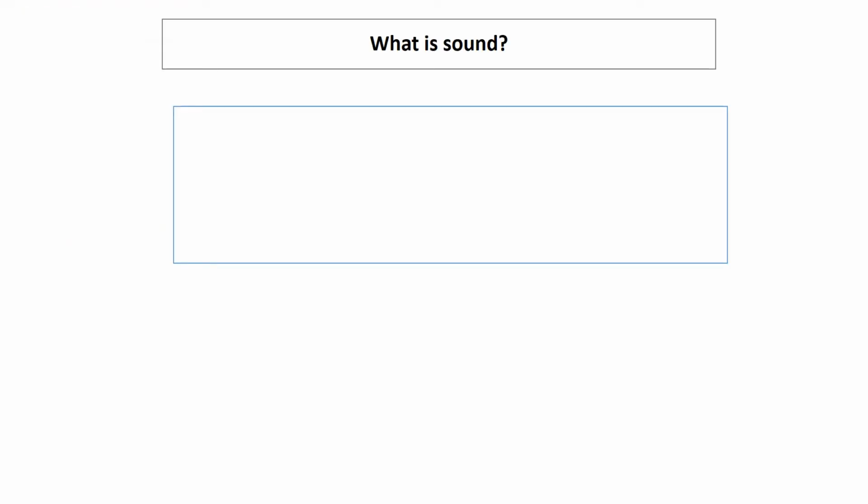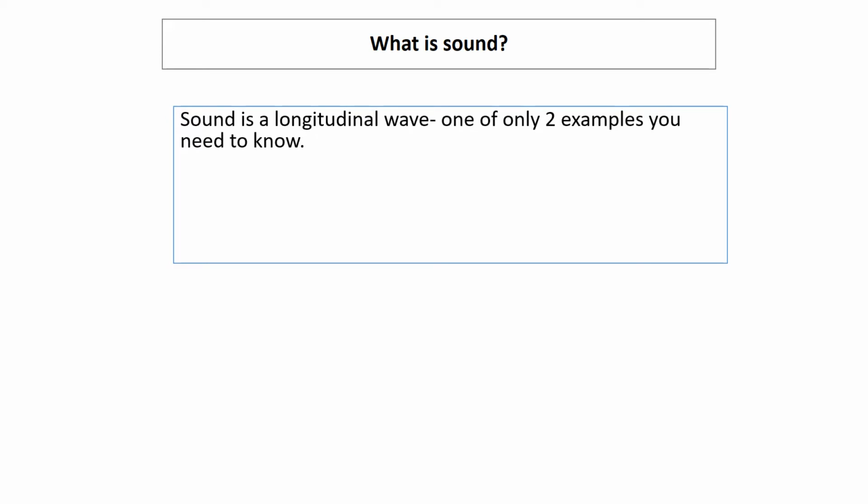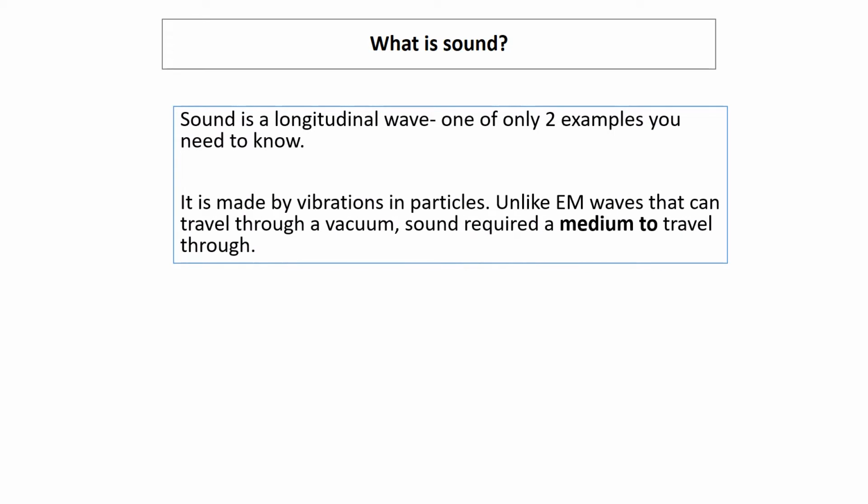So what is sound? Sound is a longitudinal wave, one of only the two examples you need to know, and it's made by vibrations in particles. So unlike electromagnetic waves that can travel through a vacuum, sound requires a medium to travel through. Therefore, sound requires air particles to move, or water particles. If there are no particles, it cannot travel.